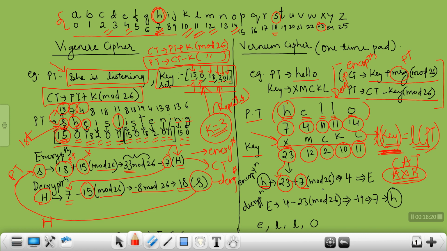So 23 plus 7 mod of 26. What is 23 plus 7? 23 plus 7 is 30 mod of 26. What is 30 mod of 26? Okay, 30 divided by 26, your remainder will be equal to 4. What is present at location 4? We have the letter E.